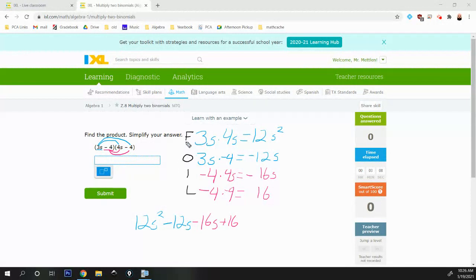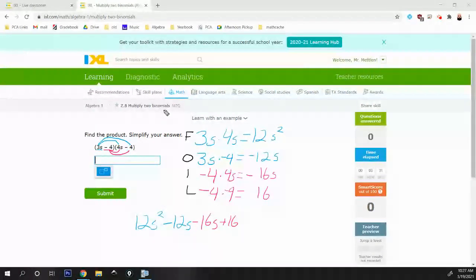Now, I don't really use the word FOIL. Some books teach FOIL. You multiply the first things, the outside things, the inside things, and the last things. I don't really like it. It's just distribution. You take the first term, multiply it by everything in the parentheses. Take the second term, multiply it by everything in the parentheses. The reason I don't like FOIL, it works. It's the same thing. We're doing the same process.